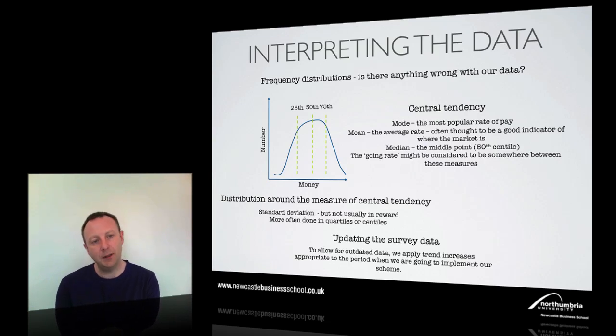It's always outdated because it was collected in the past, and we're going to use it in the future. And so in order to keep that data current and to make sure that we're not applying old market data to future pay systems, we need to apply some kind of trend increase to take account of the period in time between when the data was collected and when we're going to implement our scheme. And so we look at broad labour market measures in order to identify an appropriate trend uplift to the survey data before we apply it to the design of our reward scheme.